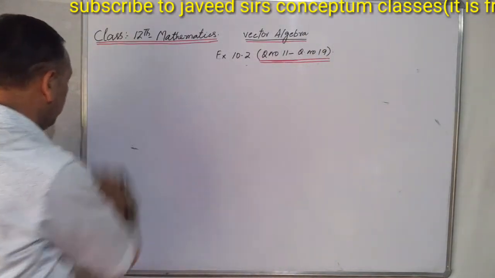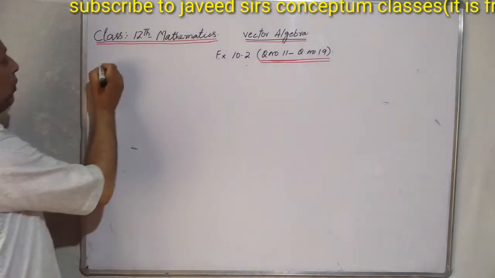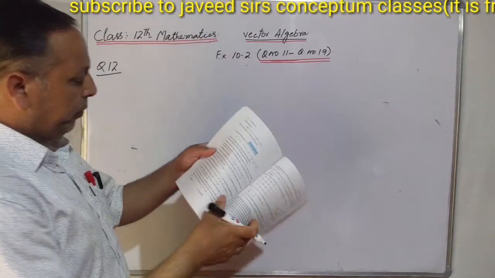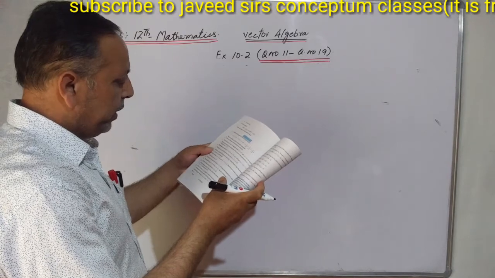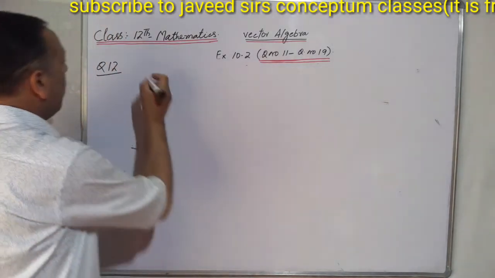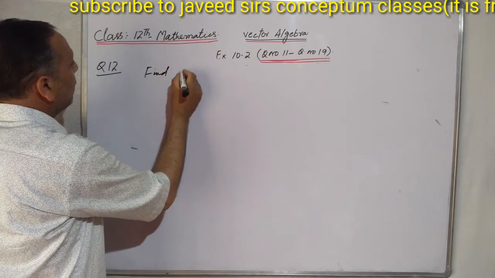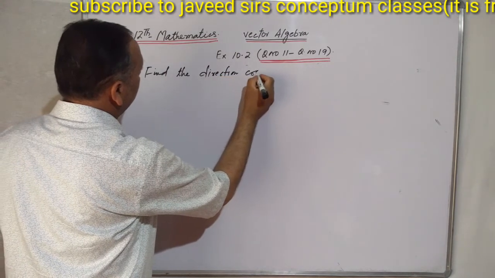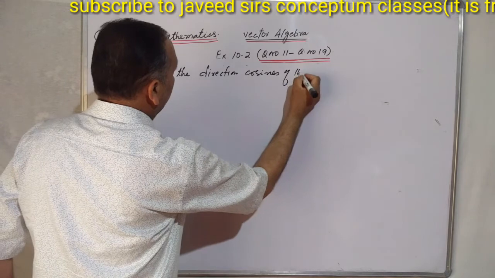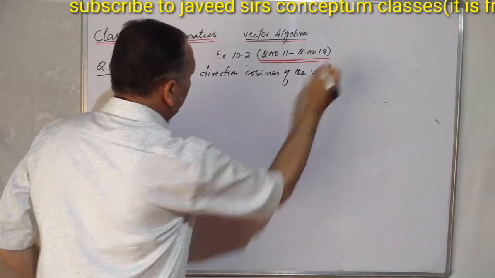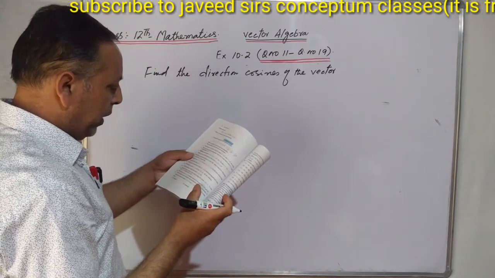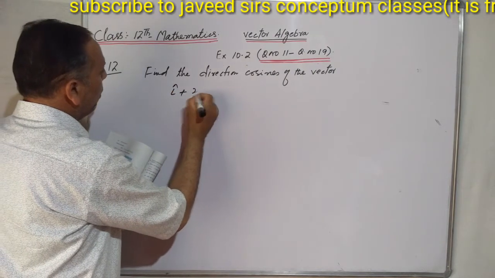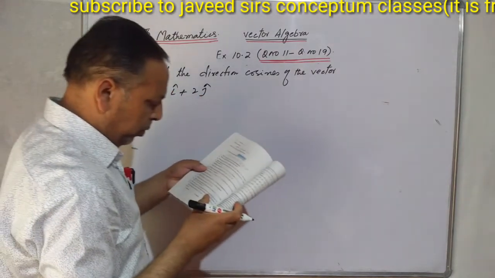Now question number 12. Find the direction cosines of the vector. What is the vector given here? The vector given here is i cap plus 2j cap plus 3k cap.